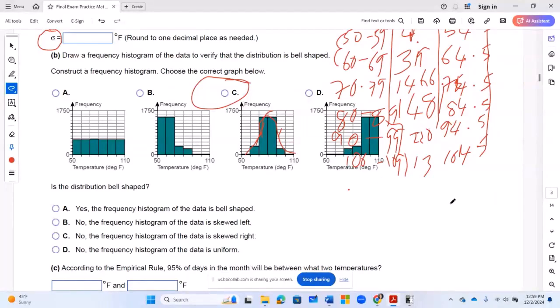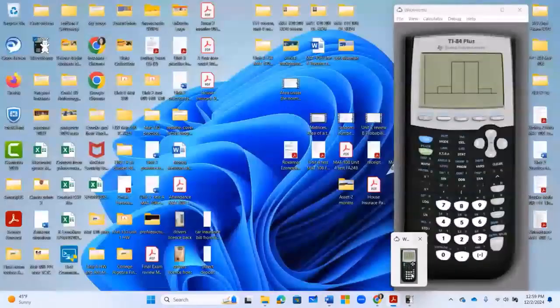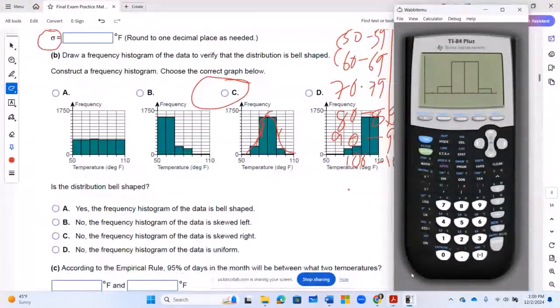I can also go back and do one variable stats and see if the mean is equal to the median. That is the more conclusive answer, because they can ask you to conclude your answer with mean and median. Remember, if data is bell-shaped, the mean is equal to the median. I don't have to do it, because they're not asking me that.